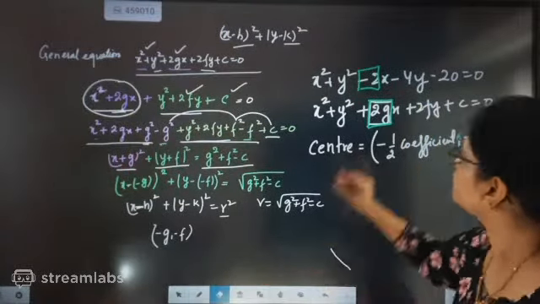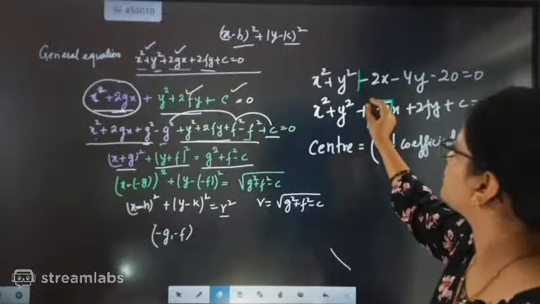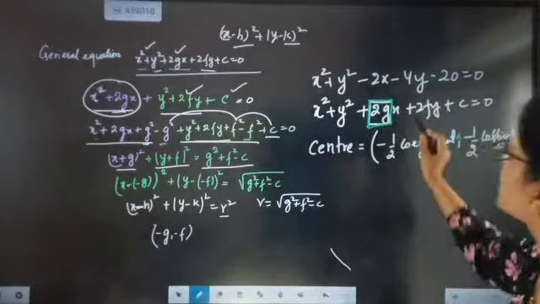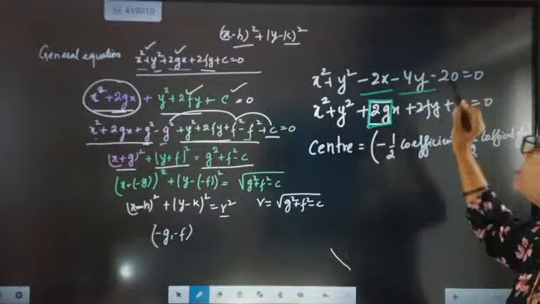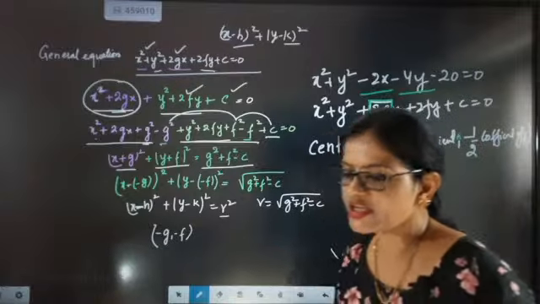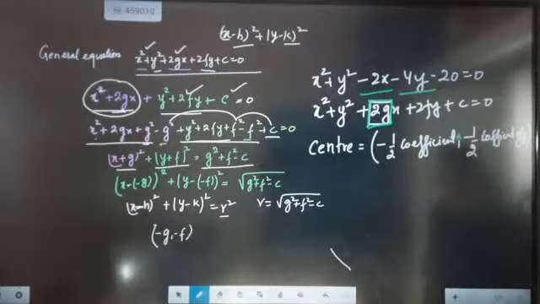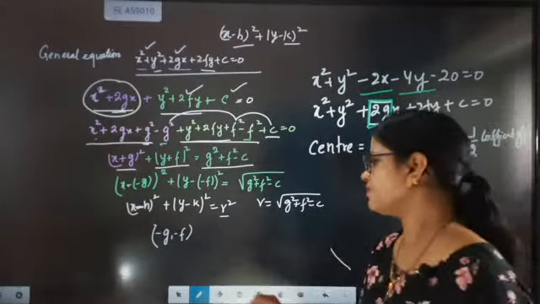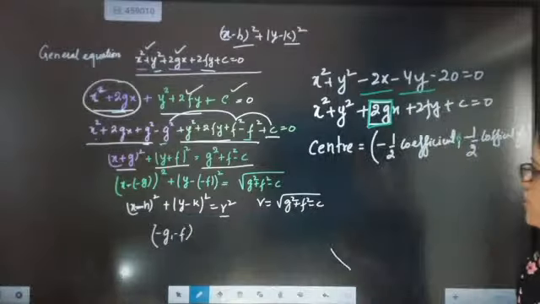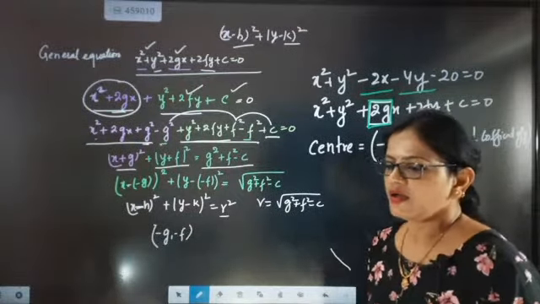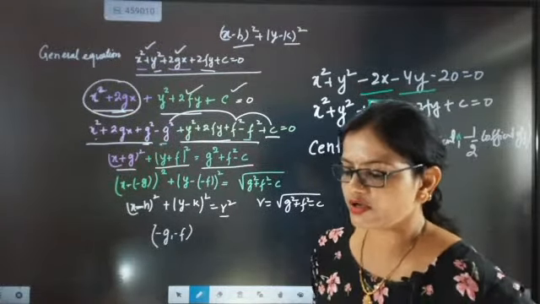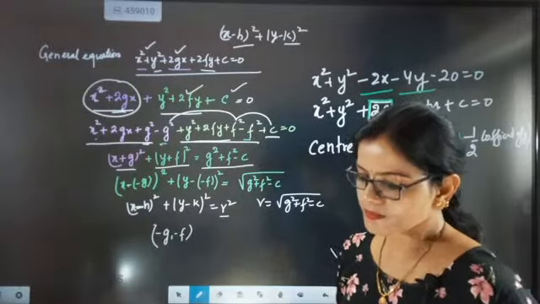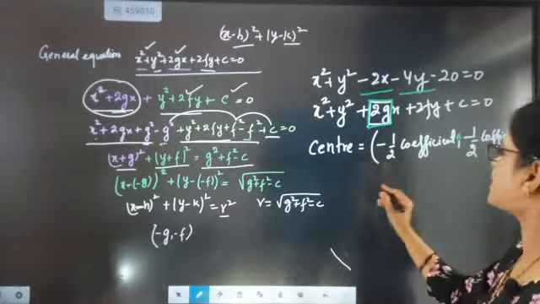So what is the coefficient of x here? Come on, quickly tell me, what is the coefficient of x and what is the coefficient of y here? The coefficient of x is minus 2.